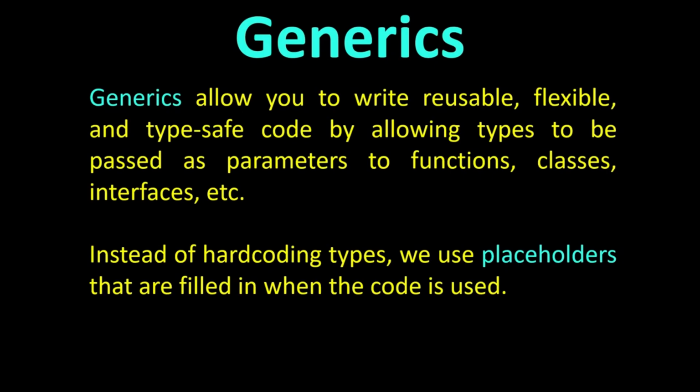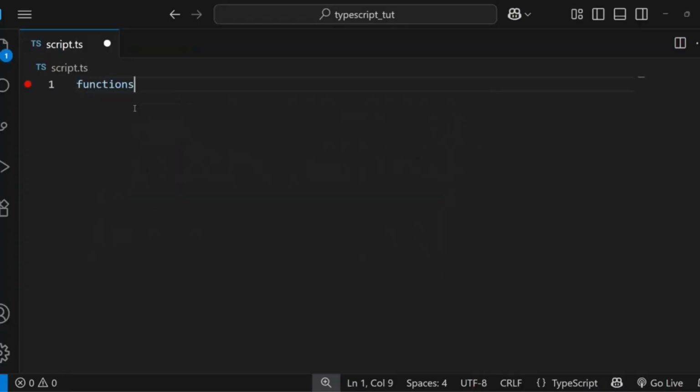Generics allow you to write reusable, flexible, and type-safe code by allowing types to be passed as parameters to functions, classes, interfaces, etc. Instead of hard-coding types, we use placeholders that are filled in when the code is used. Let's understand through some examples. Before actually looking into generics, let's first create a function which will take a string parameter as input and will return a string.